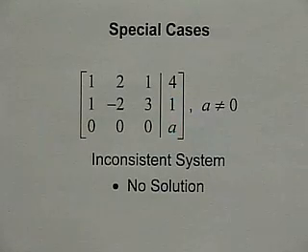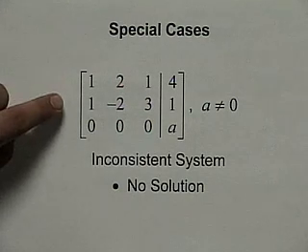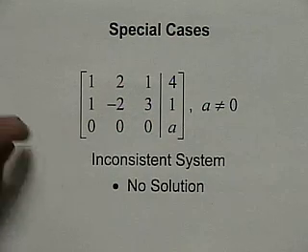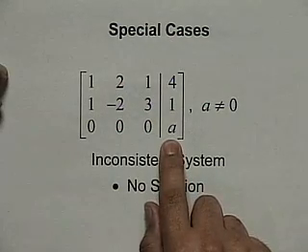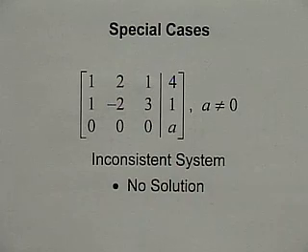Special cases. Here you see a matrix that has 1, 2, 1, 4 as the first row, 1, negative 2, 3, 1 as the second row, and then 0, 0, 0, A as the third row, where A is not equal to 0. If you should come across a matrix that has entries in your first two rows, but a row of zeros, and then a non-zero value here, this particular system will be an inconsistent system, and there will be no solution for this particular system. Let's look at another special case.